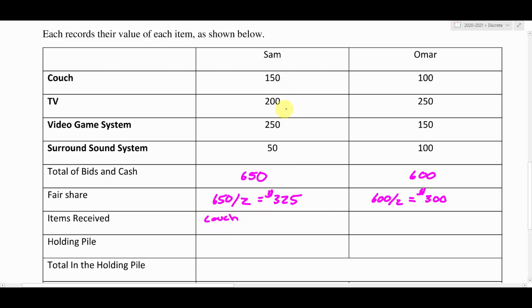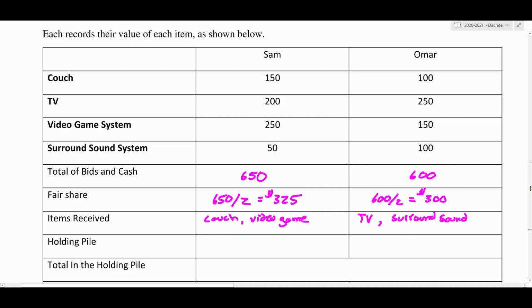And then we go to the next item, which is the TV. Omar bid the highest on the TV, so we're going to put the TV in his column. And then the video game system. Sam really liked the video game system, so he's going to get that video game system. And then the last item was the surround sound, which Omar bid the highest on, so Omar is going to get the surround sound system. So there we go, we have divvied up the items.